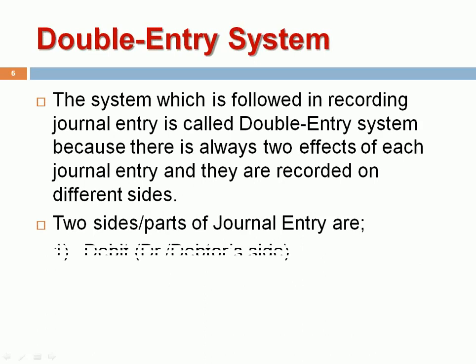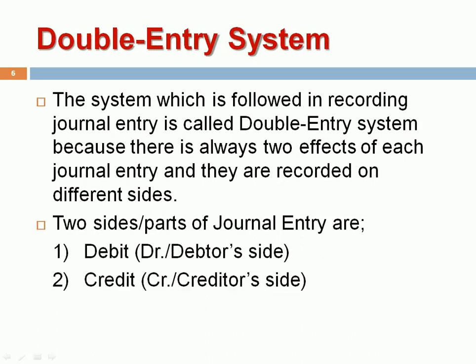So now, what is double entry system? It is the system which is followed in recording journal entry because there is always two effects of each journal entry, and both of the effects are recorded on different sides. The two sides of journal entry are called debit, which is denoted as DR or debtor's side, and other side is called credit, which is written as CR, or it is creditor's side.